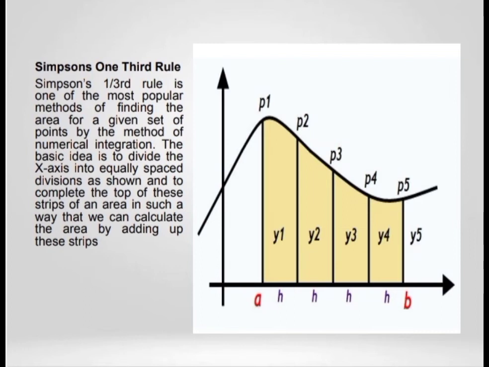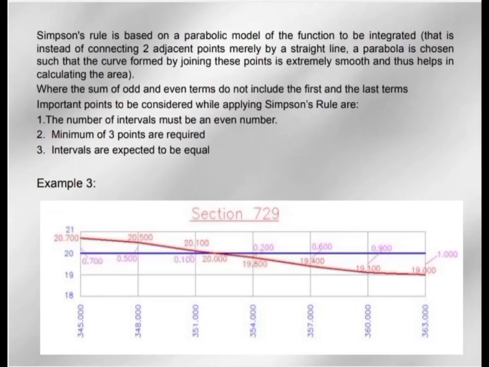The basic idea is to divide the x-axis into equally spaced divisions as shown and to complete the top of these strips in such a way that we can calculate the area by adding up these strips. As you can see here, the P1, P2, P3, P4, P5, the Y1, Y2, Y3, Y4, and Y5. Then we have the A, H, and B. In this one-third rule, the important points to be considered while applying it are that the number of intervals must be an even number, a minimum of 3 points are required, and the intervals are expected to be equal.